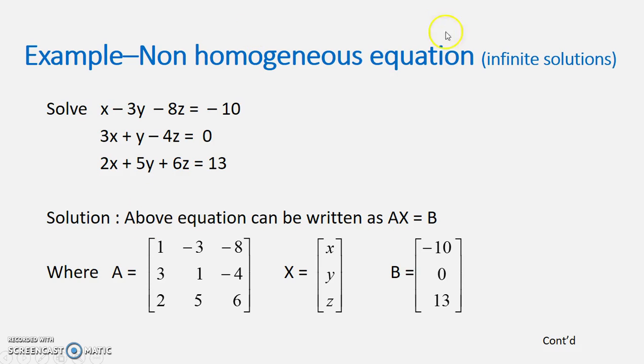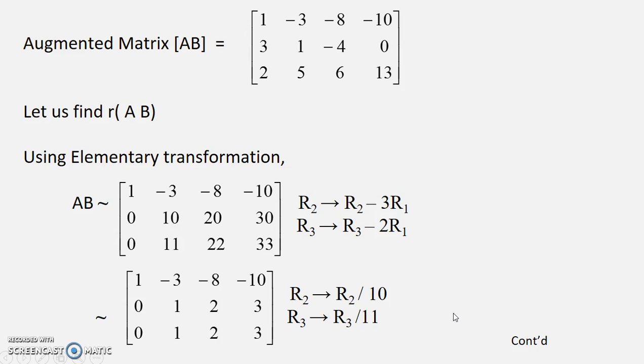Now, let me take another example where we have infinite solutions. See, this is a system of non-homogeneous equations. When we convert this into a matrix equation, A is this coefficient matrix and the column matrix of unknowns, then the column matrix of constants. Now, let's take AB, which is the augmented matrix, and find the rank of that by using elementary transformation.